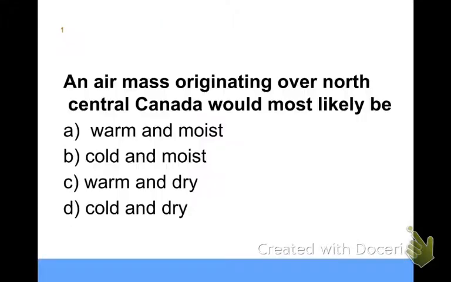Okay, number 1. An air mass originating over north central Canada would most likely be A, warm and moist, B, cold and moist, C, warm and dry, or D, cold and dry. Okay, moving on in 3, 2, 1.